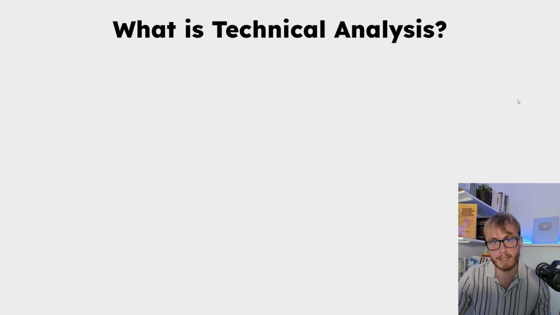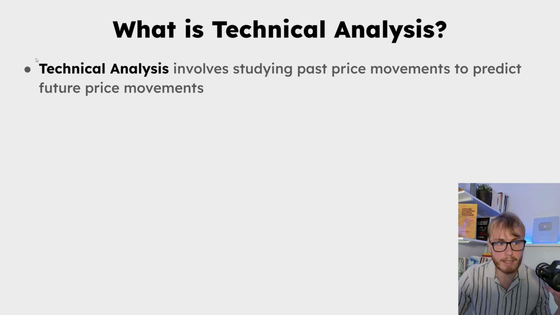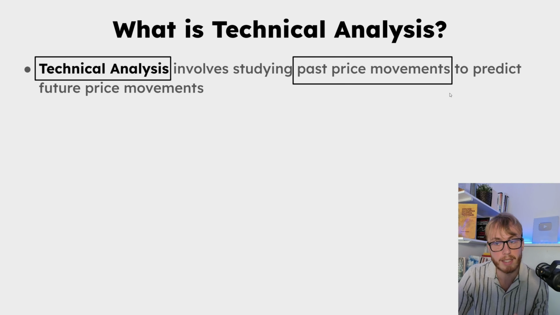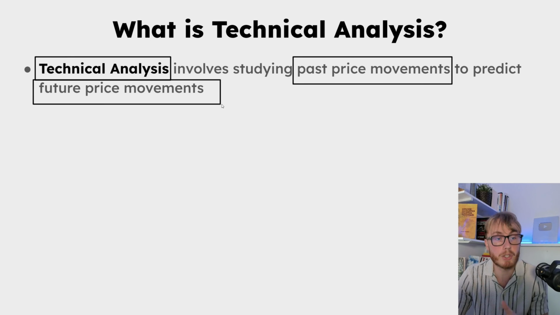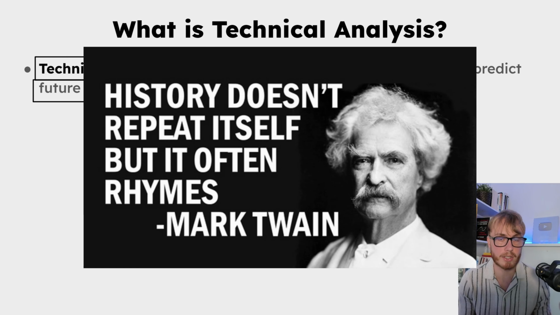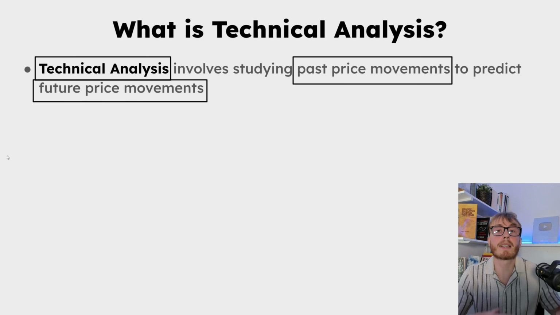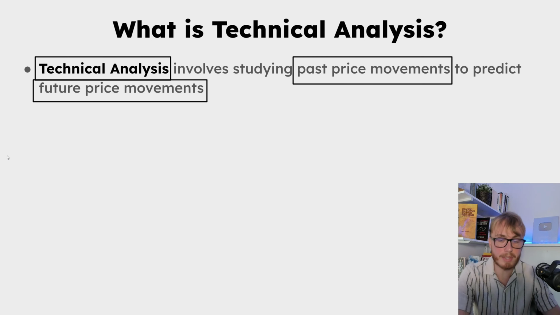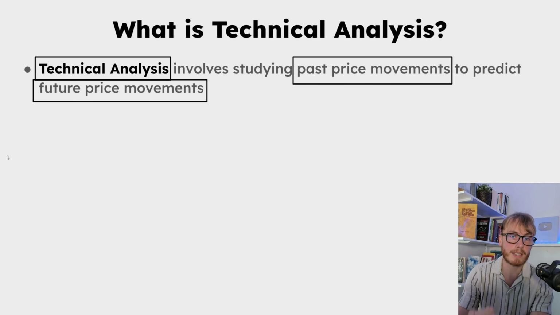So what is technical analysis? Well, in simple terms, technical analysis involves studying past price movements to predict future price movements. You might have heard the saying that history doesn't repeat itself, but it often rhymes. And this is basically what we technical traders do. We analyze how the chart has moved in the past to make predictions about the movement in the future.